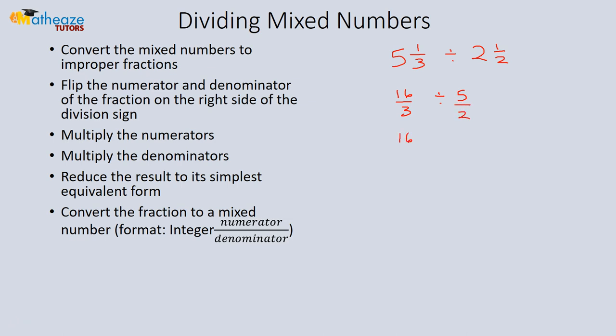So next step is we write the fraction on the left hand side. We change this to a multiplication sign, and then we flip the one on the right hand side. So this is going to give us 16 times 2 over 3 times 5, which is 16 times 2. That gives us 32. 3 times 5 gives us 15. If we divide this, we have 15 in 32 2 times, which gives us a 30. We subtract that from 32, we have a remainder of 2, and we're dividing by 15.